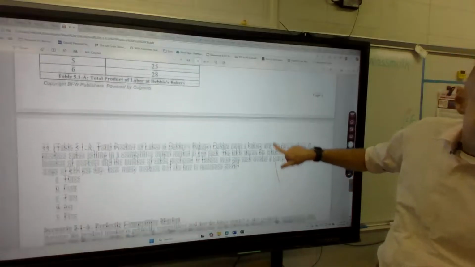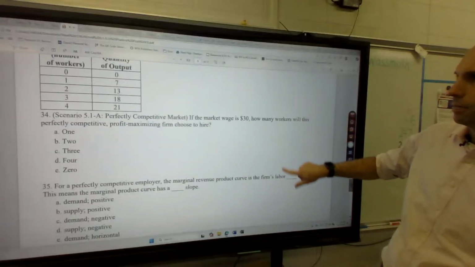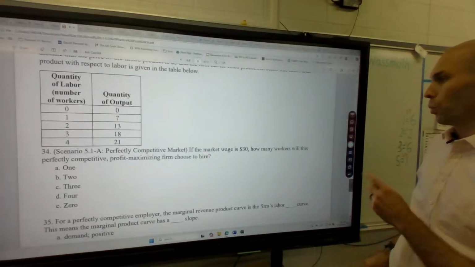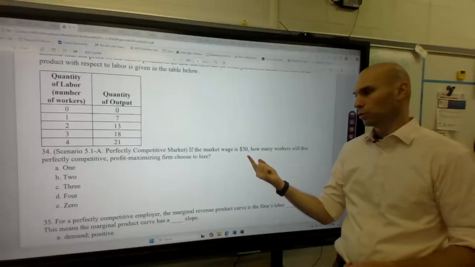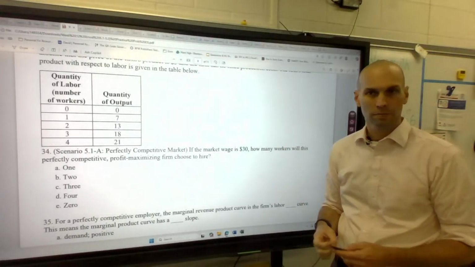All right, and 34. There we go. In a competitive market, if the wage rate is $30, guys, wage rate is $30. What should you say in your head? The price is $30?